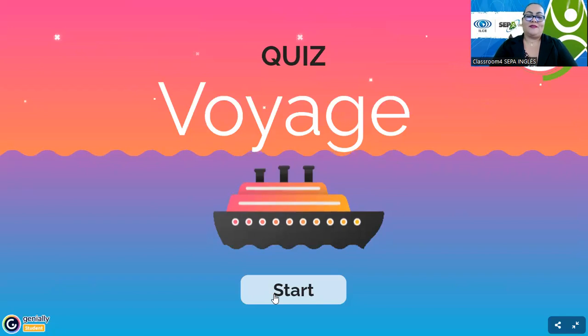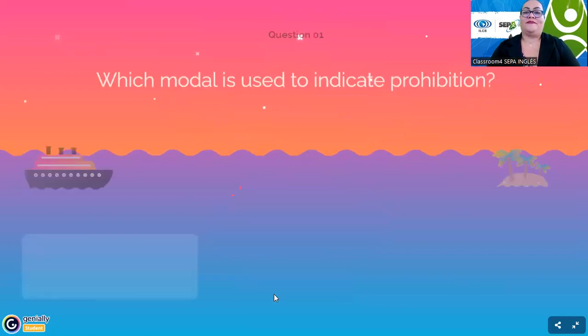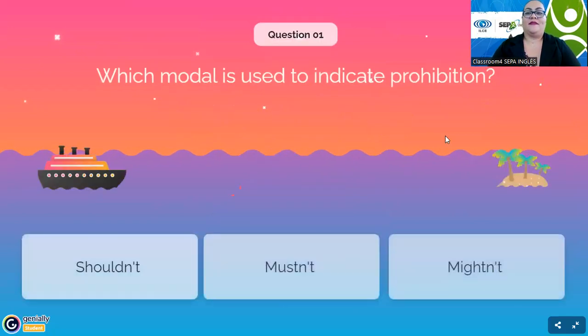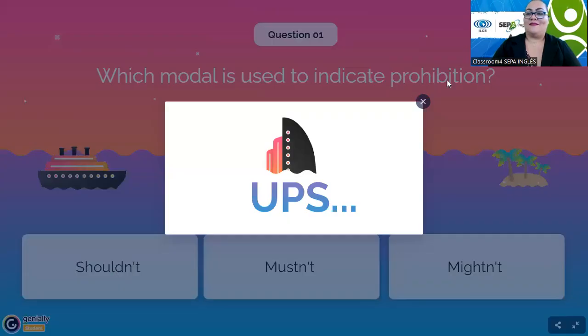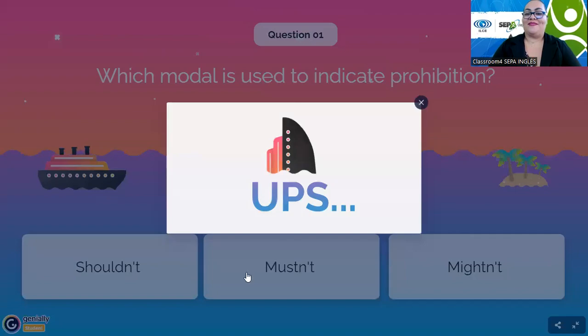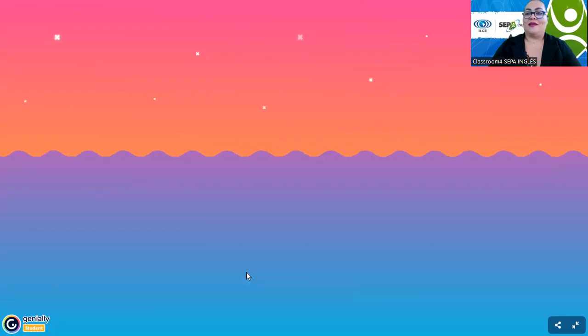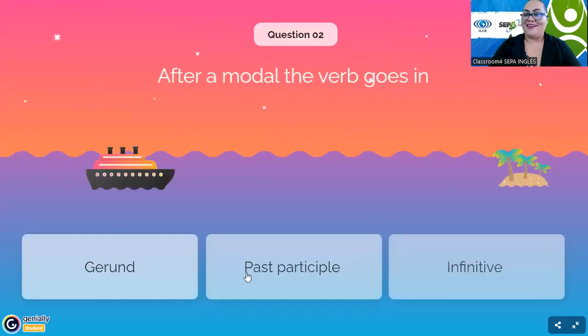Let's start with the escape room. Number 1. Which modal is used to indicate prohibition? Shouldn't, mustn't, or might? It shouldn't? No. Mustn't? Yes, it was right.